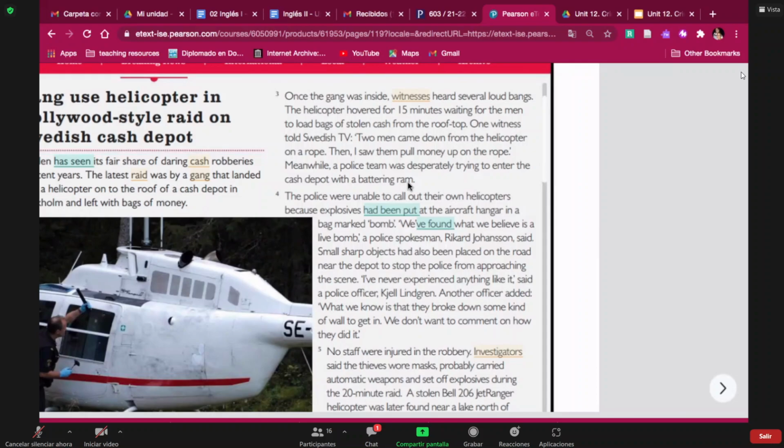Let me check. Sí suena como a eso, que algo que se utiliza para golpear. It says, it's a heavy beam, originally with an end in the form of a carved ram's head, formerly used in breaching fortifications. Ha de ser como un pico, como un pico que los que utilizan para romper la piedra. Porque dice, the police team was desperately trying to enter the cash depot with a battering ram. Yes, that's what I think. Es como más que un martillo, es un pico.